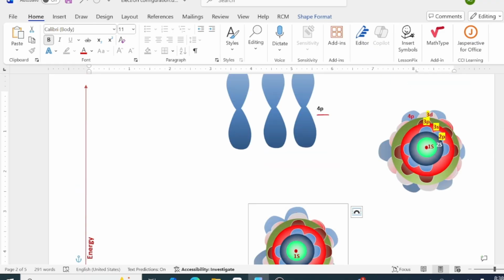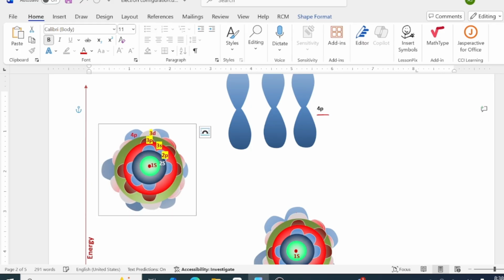So I have a little structure here that I've done for you. I've grouped them all here. The one with the least energy is the 1s orbital, followed by the 2s orbital, 2p orbital, 3s orbital, 3p orbital, 4s orbital, 3d orbitals, and 4p orbitals.